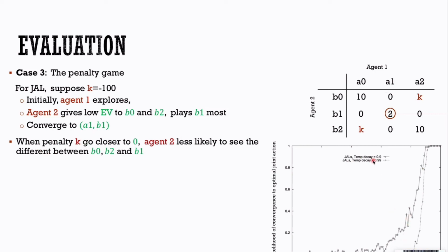Another thing is that in the parameter setting, if the temperature decay is high, it means that we want the sampling process to be greedy. If the decay temperature is low, we want the sampling process to get more random actions. So that's why it will converge slower than the other. So that's why we have two curves here. The same thing happened for the independent learner too.